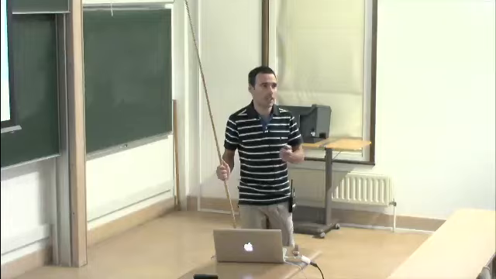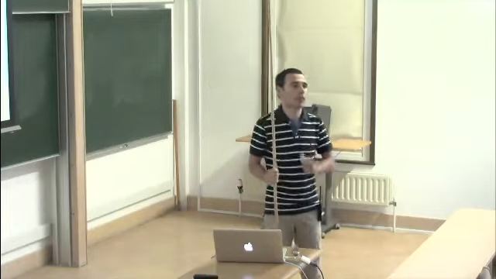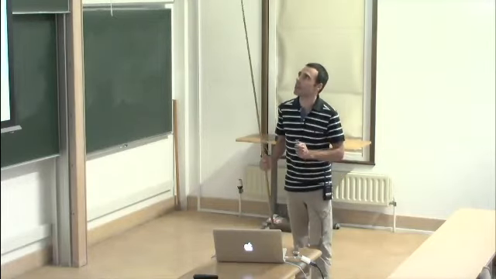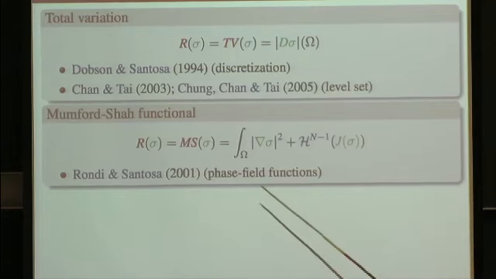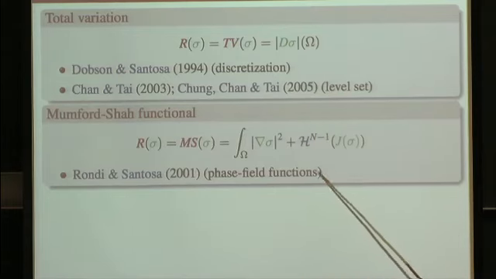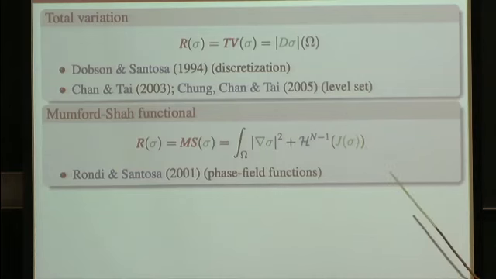Another option, which comes directly from free-discontinuity methods, is to use the Mumford-Shah functional, which has been proposed for segmentation in imaging in the late 80s, I think. And in the Mumford-Shah functional, here you have simply the (n-1)-dimensional Hausdorff measure, and this J_u or Σ is the jump set or discontinuity set of your function.